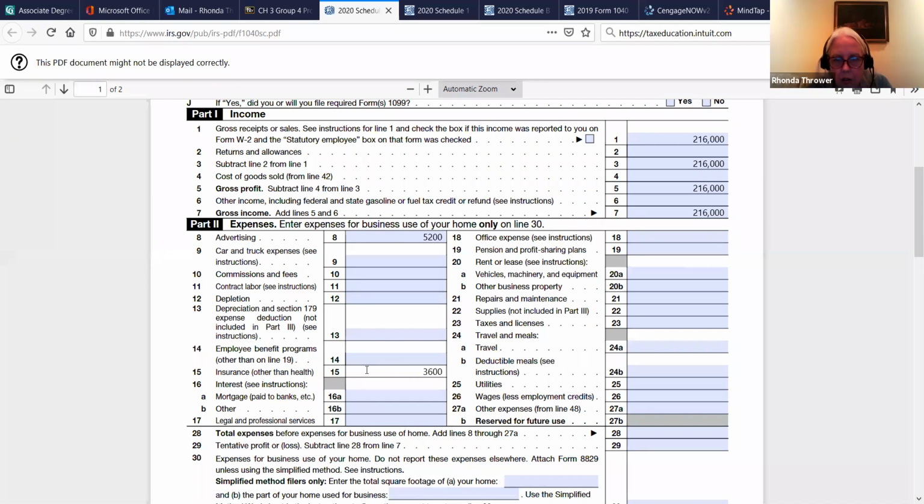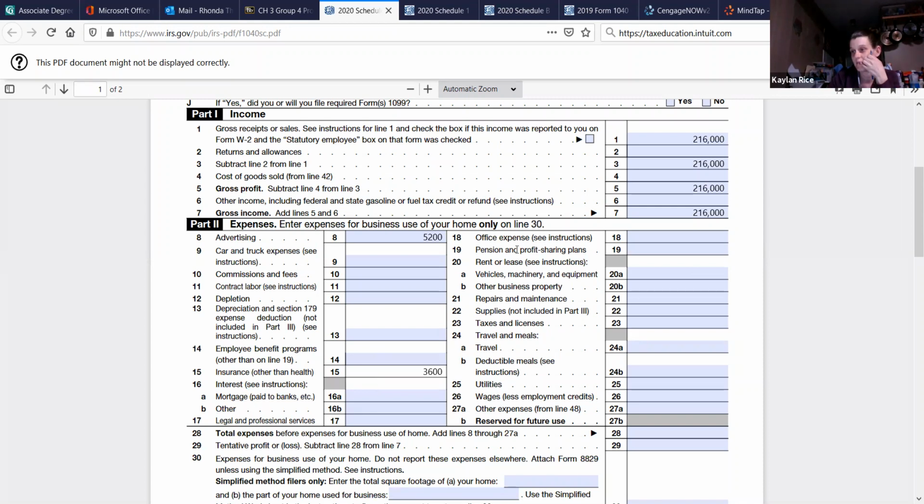And then on line 16, there was no mortgage that he mentioned. No. Mortgage interest or any other thing that would be related to a mortgage? No. Legal and professional fees? No. Other expenses.